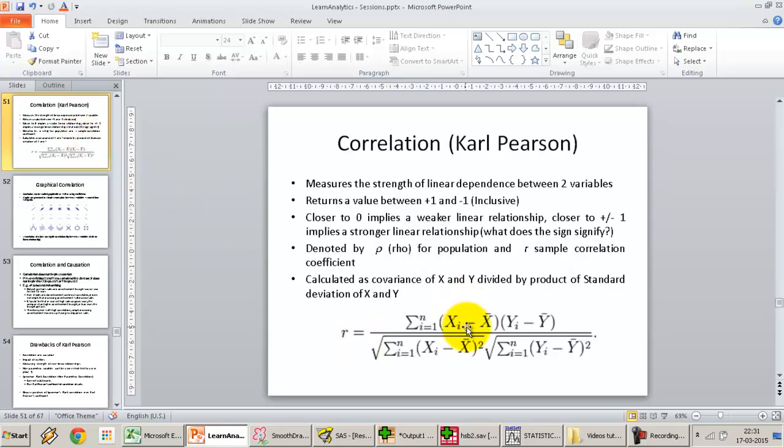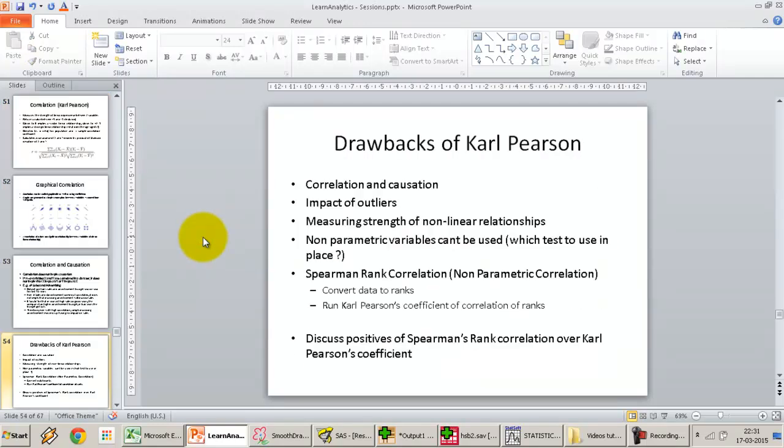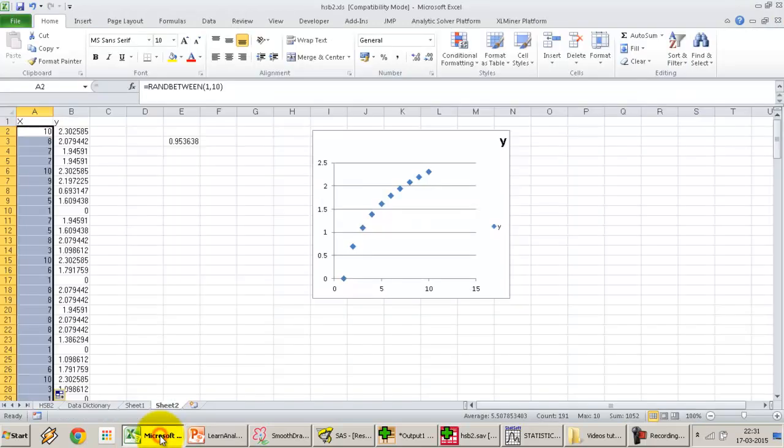As you can see in the formula, we are using a squared term over here. We are multiplying the variance of x into the variance of y, and there's a multiplication factor involved. What this does is that if there are outliers in my data set, it can actually inflate the correlation when there is none. I'll give you an example.